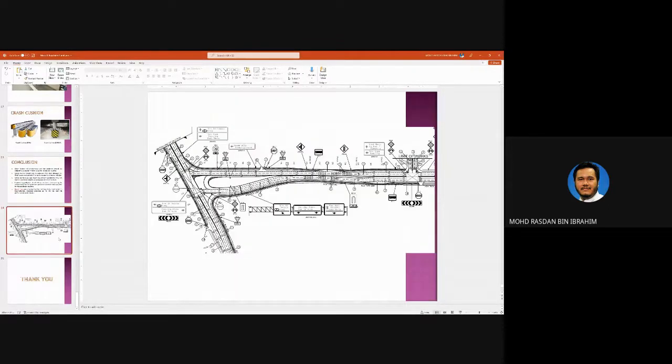I need to remind you here. This is an example of a plan, where it shows the layout of the signboards. Here, I think the lines are not written. Lines are not here. These are all for signboards, signs.